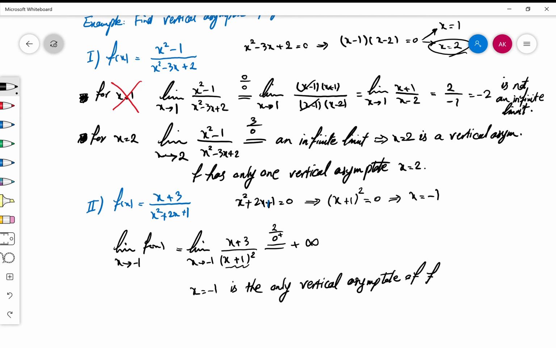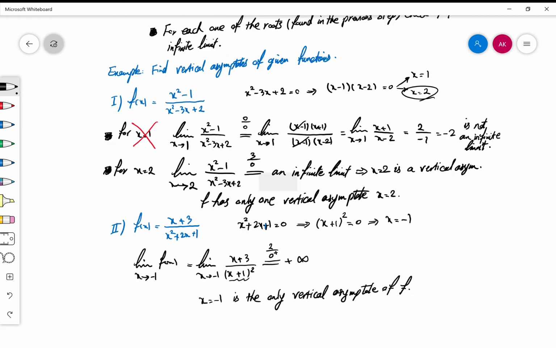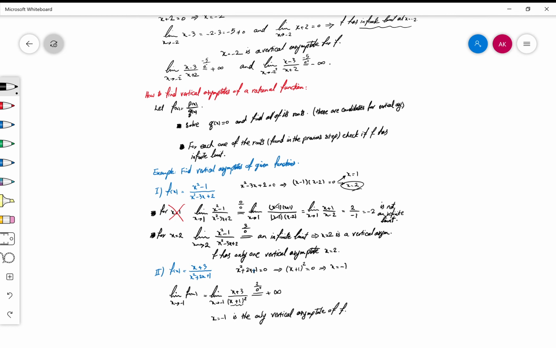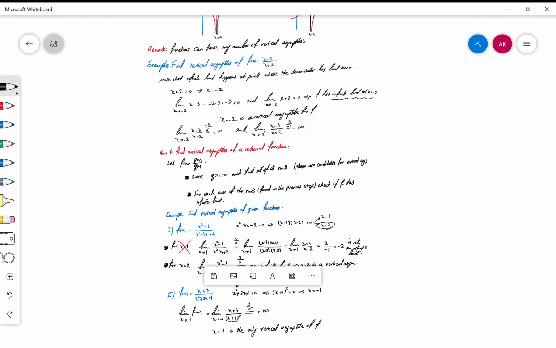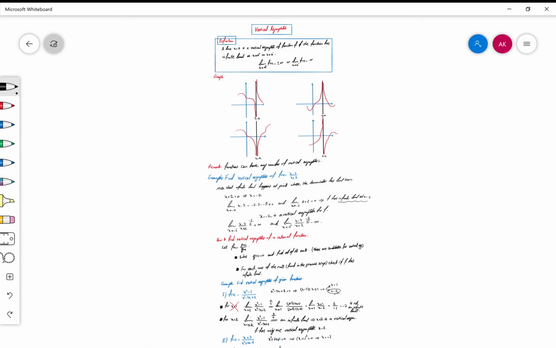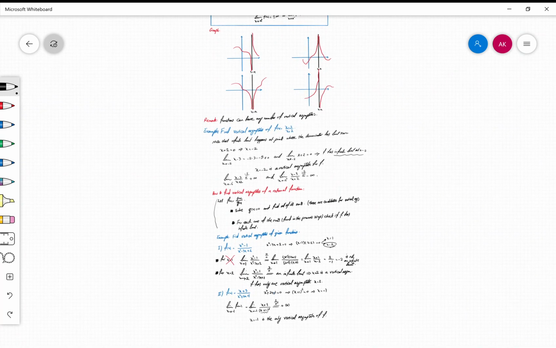Okay, so we started with the definition of what a vertical asymptote is, and then we saw what it means in terms of graph and how we can find those points. Remember, in the denominator you should get 0, but then you have to check that the limit of the function at the zeros of the denominator gives you an infinite limit. And that's it.